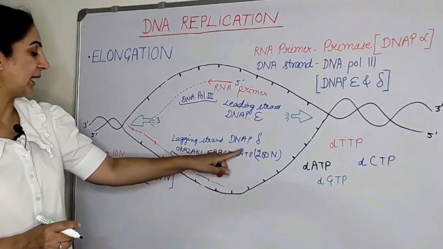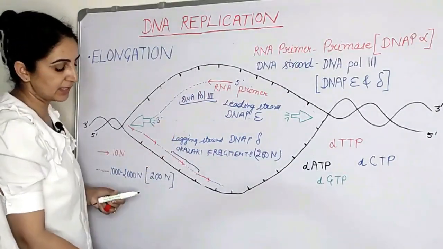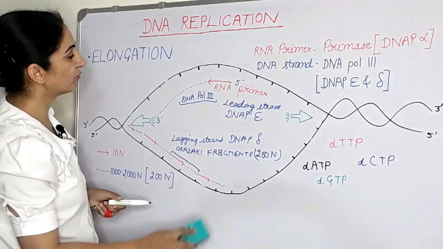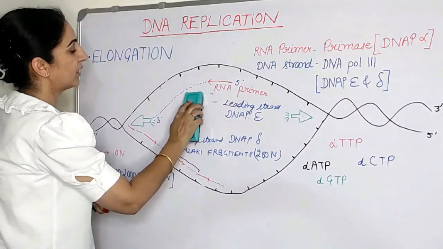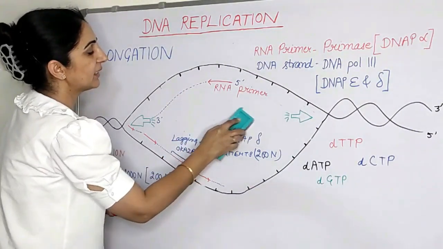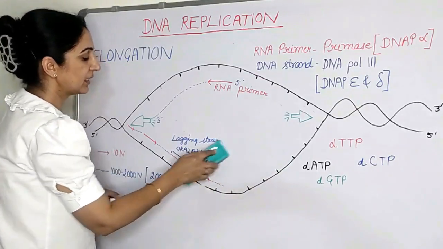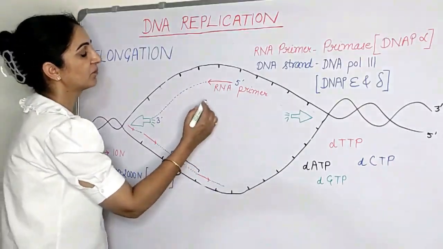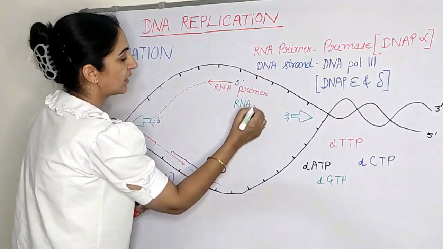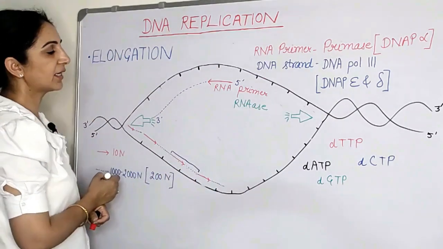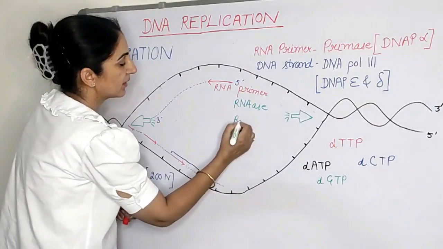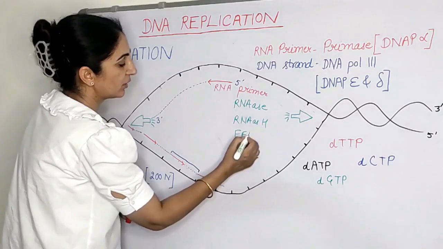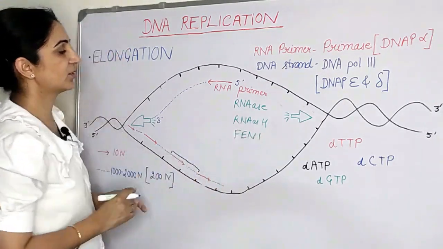But in the case of both the lagging strand and the leading strand, you have to remove the RNA primer, so that you have the complete DNA molecule in the newly synthesized strands. So how do you remove the RNA primer? These RNA primers are removed by the enzyme RNase in the case of prokaryotes, and RNase H and flap endonuclease 1 in the case of eukaryotes.